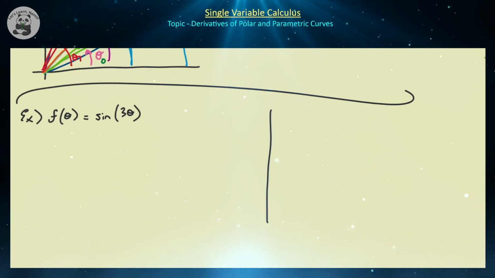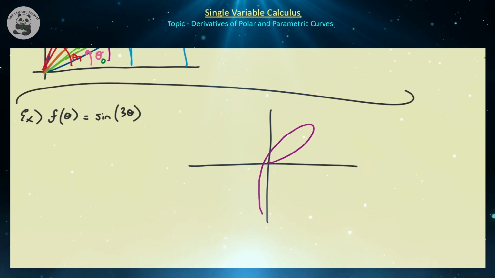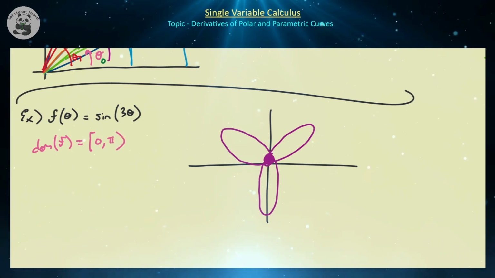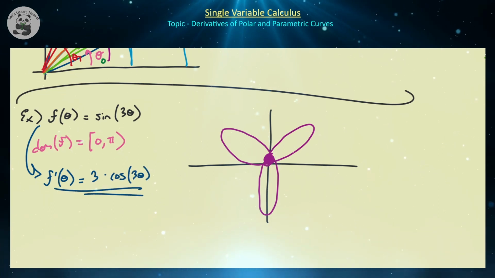So let's graph our little rose. We have petal number 1, petal number 2, and petal number 3, and those points should be crossing each other. Again, I'm going to be taking the domain of this function to be equal to 0 to pi, and let's put an open interval on that right boundary. So if I differentiate with respect to theta, f prime of theta, as we already know, is just going to be equal to 3 times the cosine of 3 theta via the chain rule.